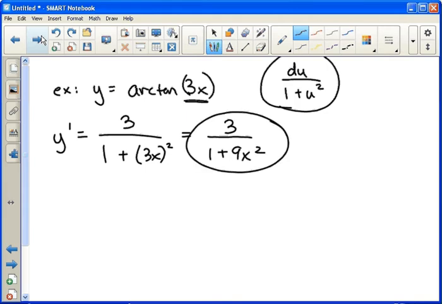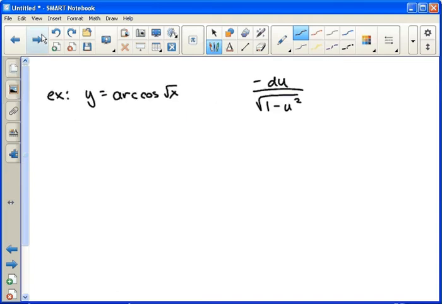Okay, third example, arccosine of the square root of x. This is the exact same rule as sine except for the negative part. So we just use the u, which in this case you can rewrite as x to the 1/2. So the derivative is 1/2 x to the negative 1/2. This negative out front is just because that's the rule. And then square root of 1 minus u squared, so square root of 1 minus x squared.